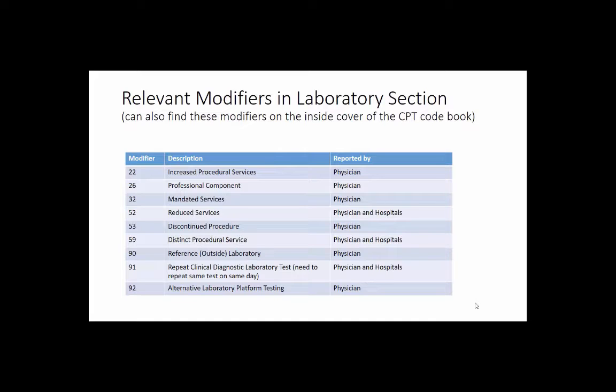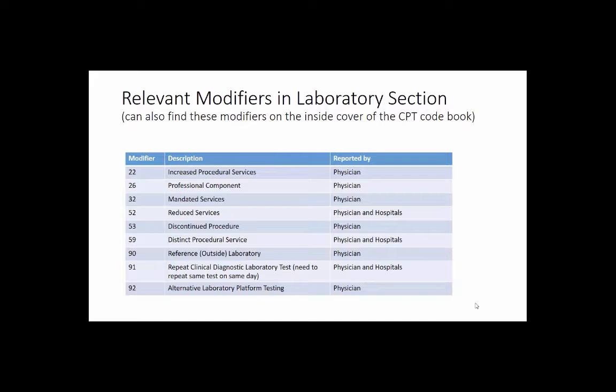As you continue down this table, you see modifier 53 is used by the physician, but 59 can be used by the physician or the hospitals. 90 is used by the physician, but 91 can be used by the physician and the hospitals. 92, alternative lab platform would be used by the physician. I've not used modifier 92, so I'm not really clear about when that would be used, but for testing purposes, it's always important that you know what your modifiers are.